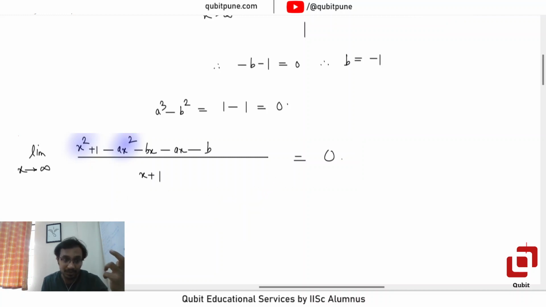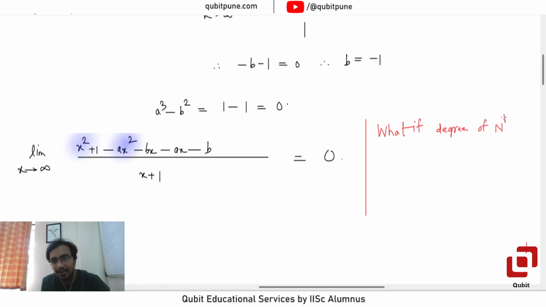What if, suppose, the degree of the numerator were 0? Because that is a perfectly reasonable assumption. Why is it perfectly reasonable? Because look, x is tending to infinity and the denominator is x plus 1, so the denominator is anyhow an extremely large number. So if we have a numerator which has just a constant term, that would still mean that the limit is 0. So let's go for it.